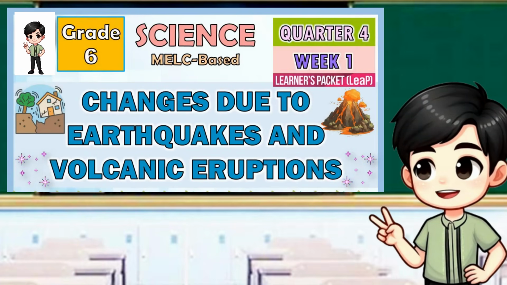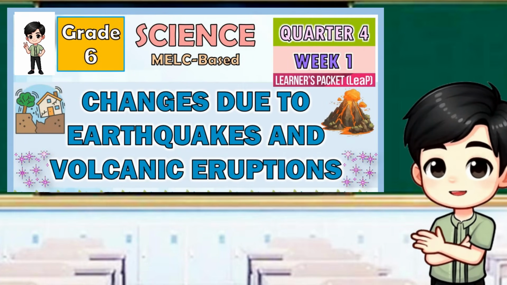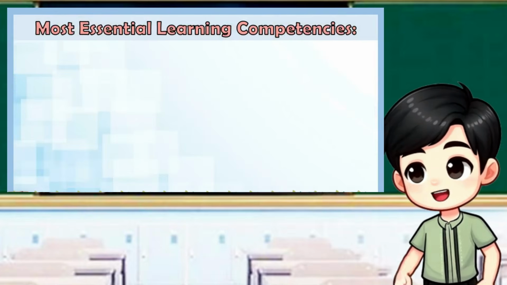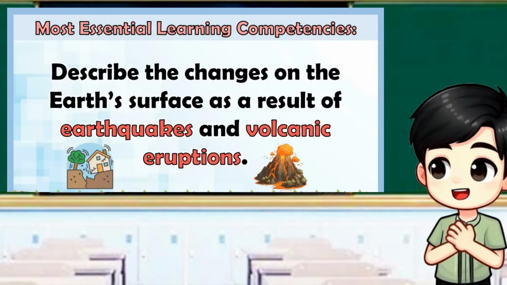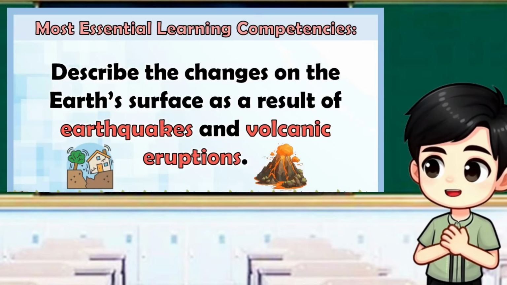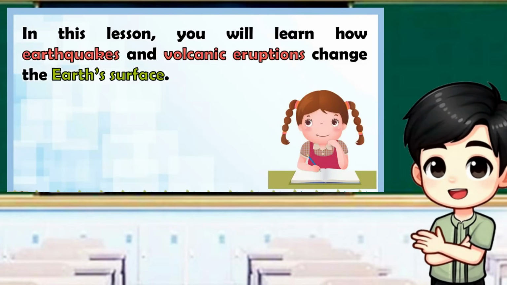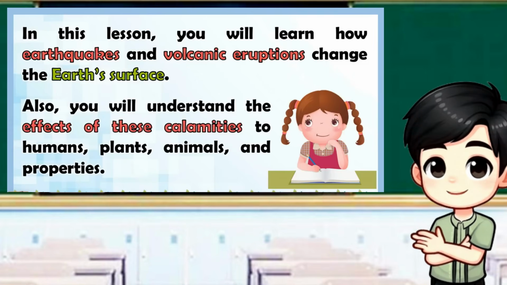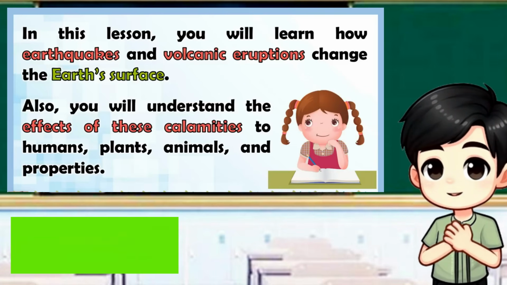For today's lesson in Science 6, we will discuss changes due to earthquakes and volcanic eruptions. For the most essential learning competencies, describe the changes on the Earth's surface as a result of earthquakes and volcanic eruptions. In this lesson, you will learn how earthquakes and volcanic eruptions change the Earth's surface. Also, you will understand the effects of these calamities to humans, plants, animals, and properties.